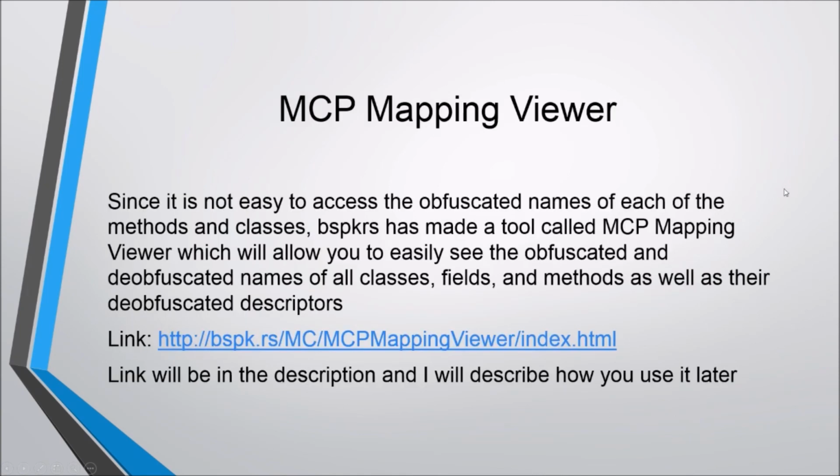Another thing you'll need to download is MCP Mapping Viewer, since it is not easy to access the obfuscated names of each of the methods and classes. BSpeakers, also known as Briefcase Speakers, has made a tool called MCP Mapping Viewer, which will allow you to easily see the obfuscated and deobfuscated names of all classes, fields, and methods, as well as their deobfuscated descriptors. There'll be a link in the description.